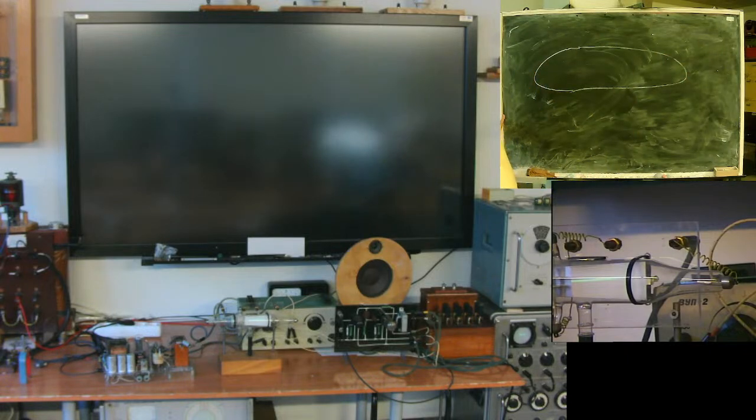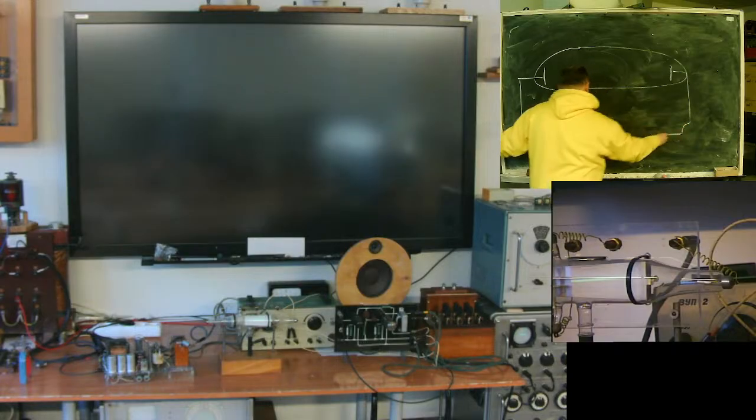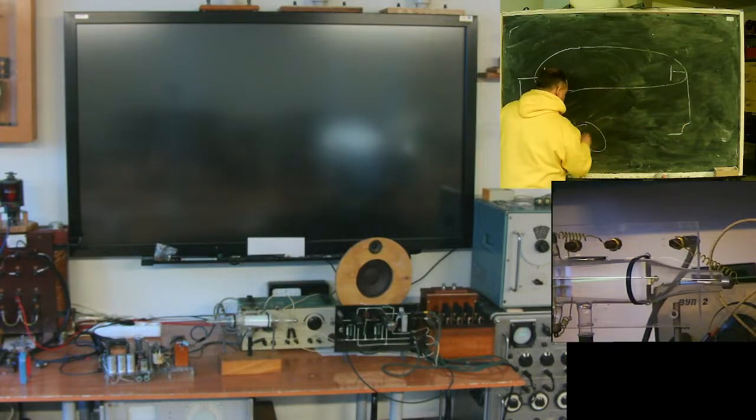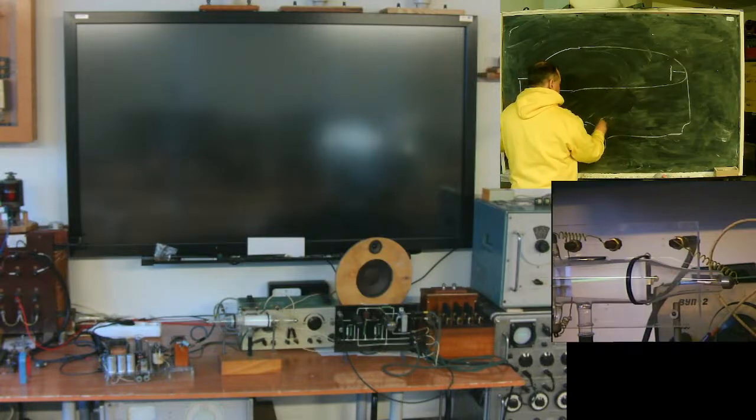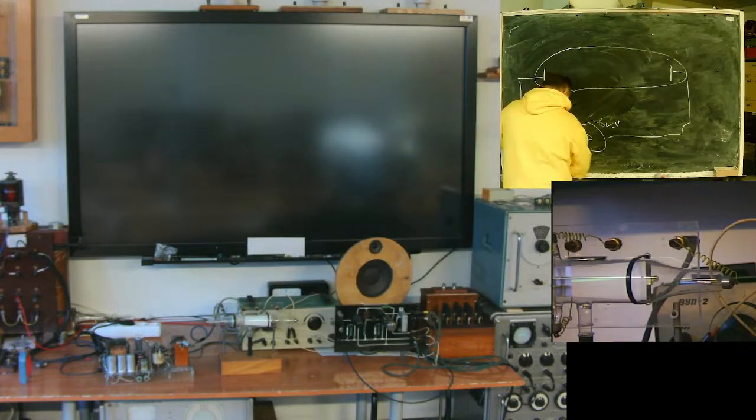A vessel, an evacuated vessel. One electrode, another electrode. Approximately 6,000 volts. It's a high voltage. Under high voltage, what happens?